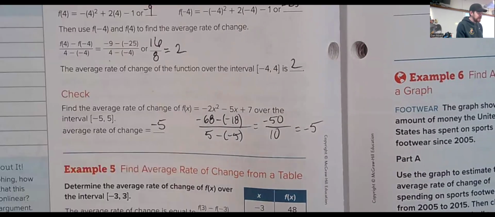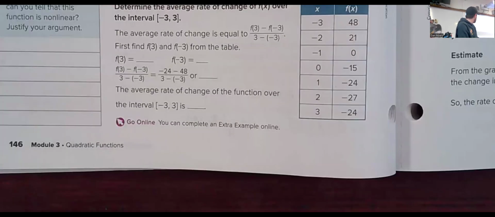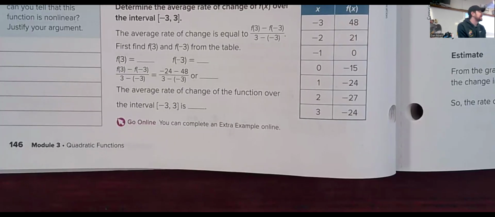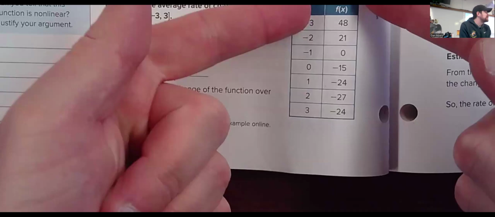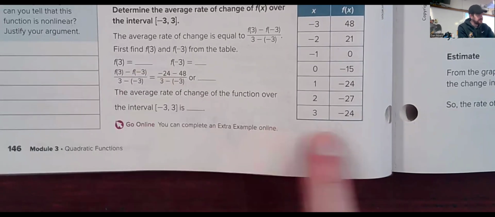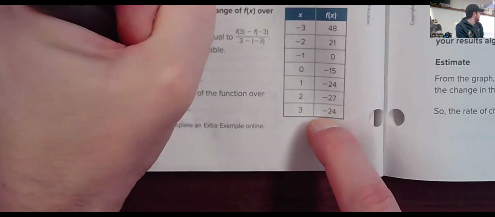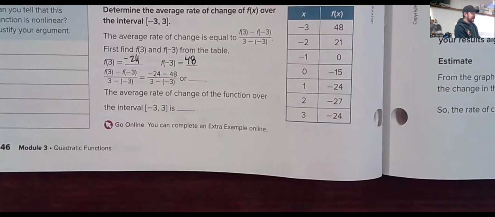All right, next, example 5. Find the average rate of change from a table. All right, this time we're going between negative 3 and positive 3. Well, here's the nice thing about this one. We already have the values for x and for y, which makes this one a little bit easier. So f of 3 is negative 24. f of negative 3 is 48. And then it's the same process again.